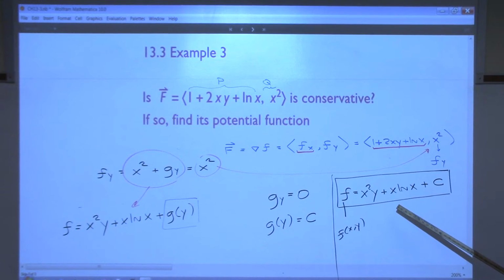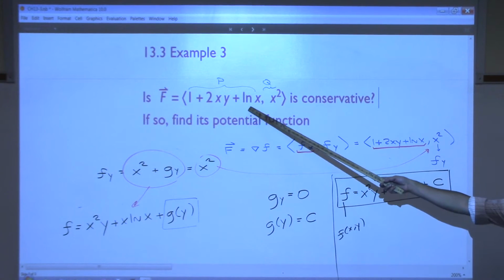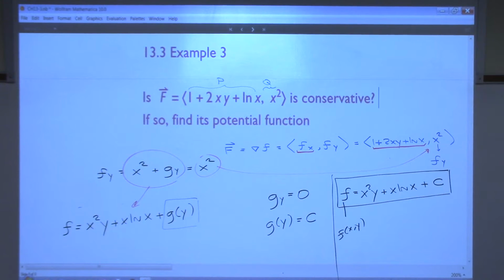So if I take the gradient of this, I should get this. Check it for yourself. It should work. Okay, any questions?